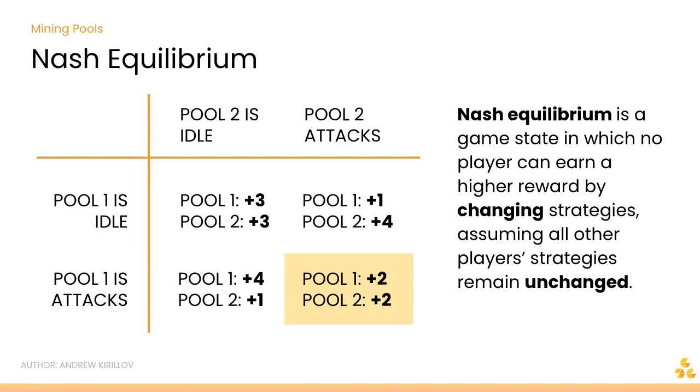So now that we're here, is there a strategy that pool 1 can do, assuming that pool 2 stays in the attacking category, that will increase their rewards? No, because if they move here, they would go to +1. And same thing for pool 2. If they assume that pool 1 is attacking and they move over here, they would be getting +1. And so +2 and +2 is their Nash equilibrium, because there's no better state that they could be in, assuming that the other person is staying in the strategy they had chosen. So that's the Nash equilibrium in this case.